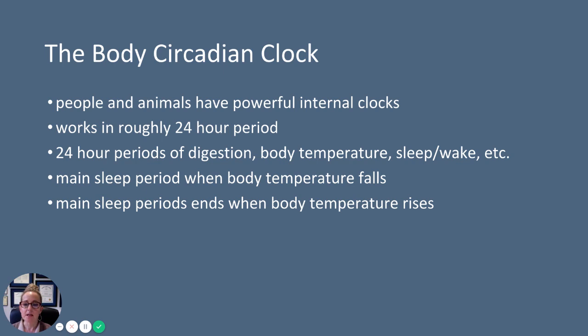Basically, the main sleep period for people is when their body temperature is falling and low. So you're actually cooler when you're sleeping. And then as it's time to wake up, your body will start to have increased temperature. And that's the time you're waking up. And if you remember from the last slide, we looked at melatonin. Melatonin is rising when you're getting ready to go to sleep. And then it's falling in the morning. So body temperature and melatonin are on different peaks on your circadian clock.